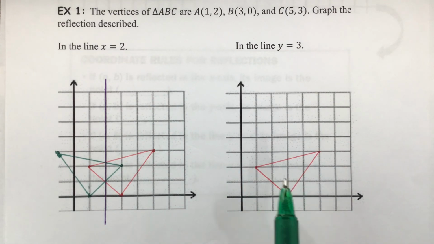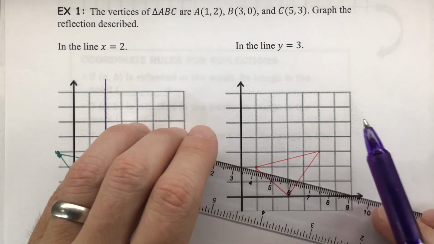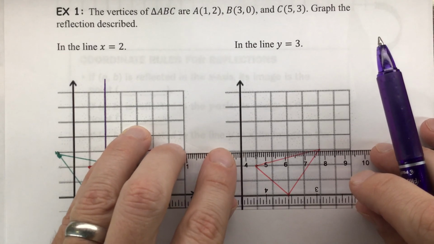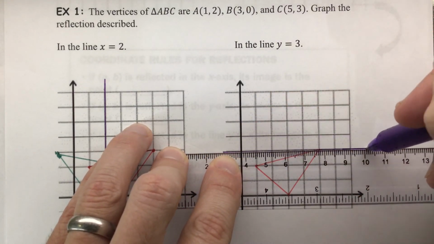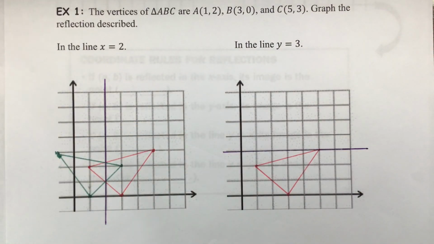All right, for the other, look, if x equals 2 is a vertical line through the x-axis at 2, then y equals 3 is going to be a horizontal line passing through the y-axis at 3, which is going to be right here. So this one's a little bit different too. Okay, the line of reflection does not go through the figure. However, it does make contact with one of the points.